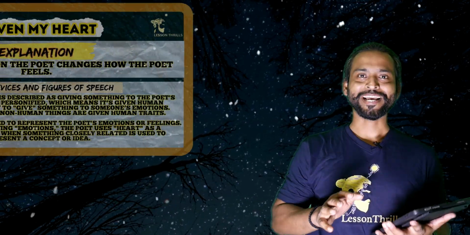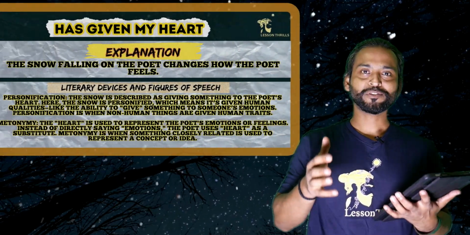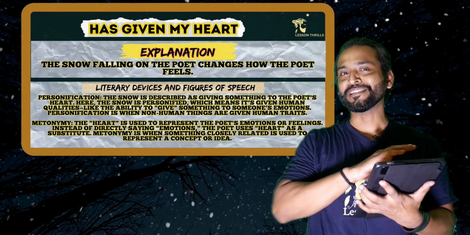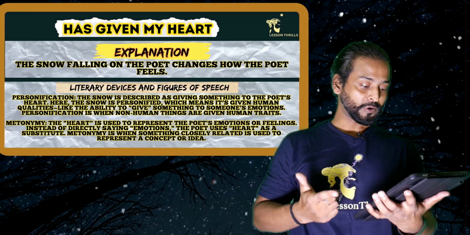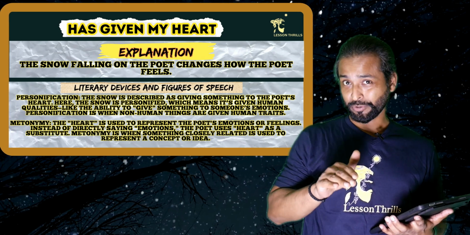Let's move on to the second stanza. First line, the poet was very sad, but suddenly something happens. A dust of snow falls onto his body and his mood changes. What kind of poetic devices are used here? First of all, it's personification that is used here.